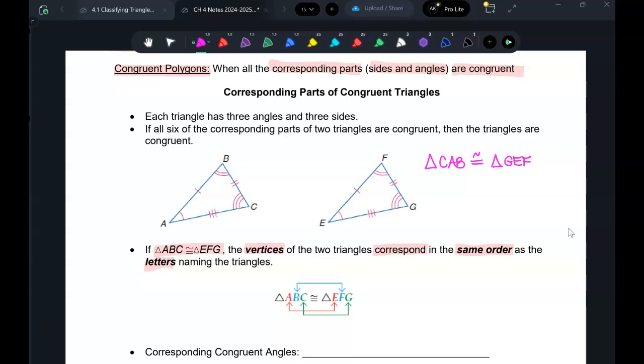Okay? So it just needs to be the same. This is what we call a congruent statement. So if I ask you for a congruent statement, I'm asking for what two polygons are congruent to each other. Okay, and again, it doesn't matter what order you put the first one in. The second one has to have the same order of the letters.